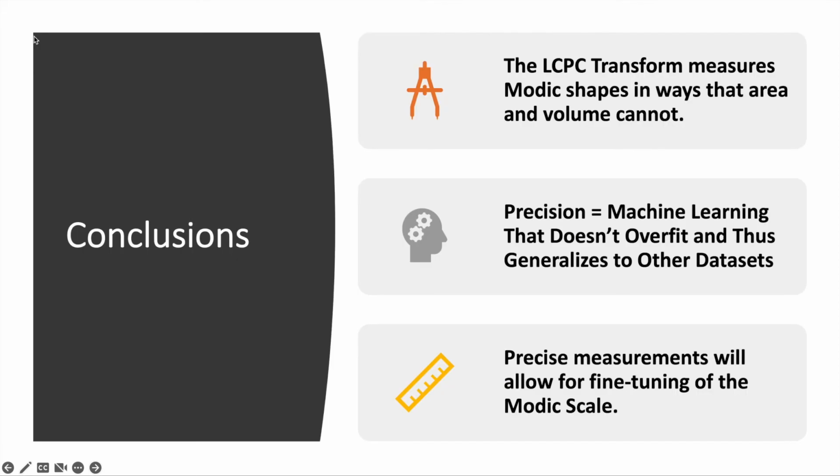In conclusion, I hope you've been thoroughly convinced that the LCPC transform measures shapes in ways that area and volume cannot. It measures shapes in a way that provides cleaner data than does area and volume, which means machine learning models are less likely to be overfitted. Lastly, the LCPC transform is poised to pave the way for fine-tuning the Modic scale in ways that measures of area and volume cannot.